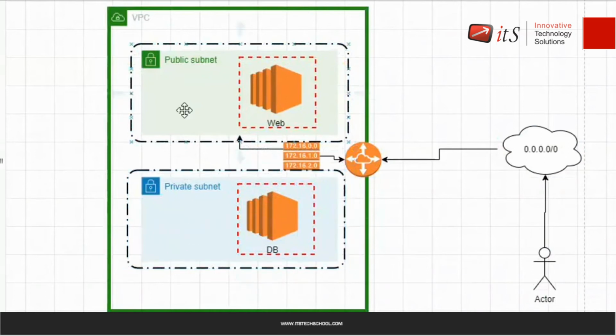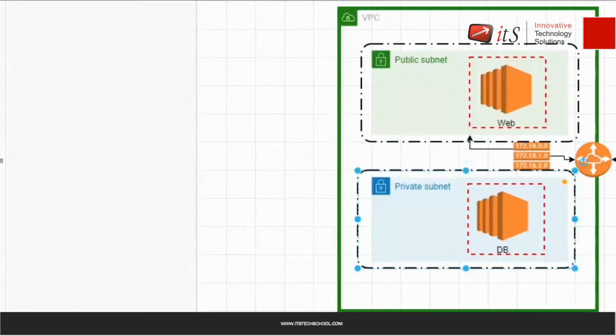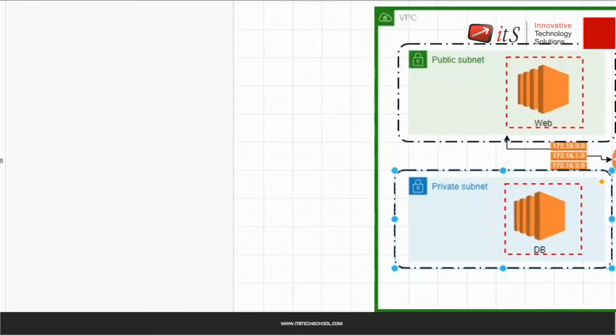Right? So there may be multiple machines in a public subnet. All the machines in a public subnet will be protected by this NSCL, and all the machines in a private subnet will be protected by this NSCL. Both are firewalls, but there are differences between them. I will show what the difference is.